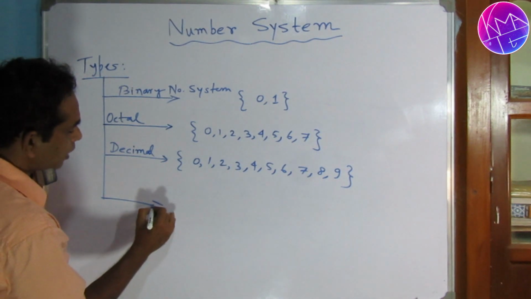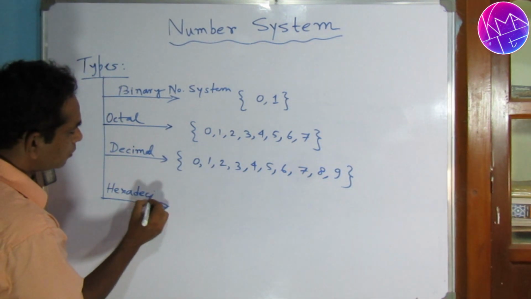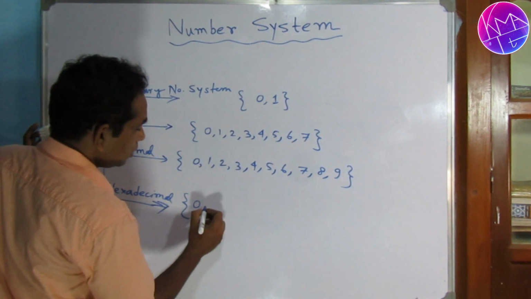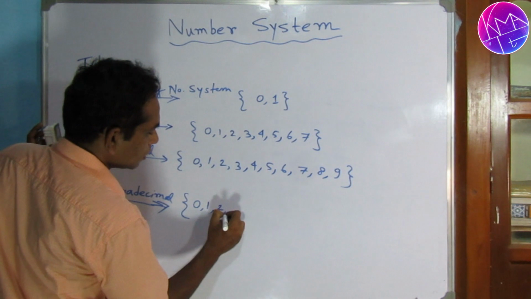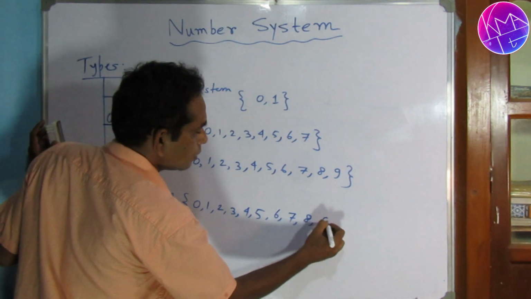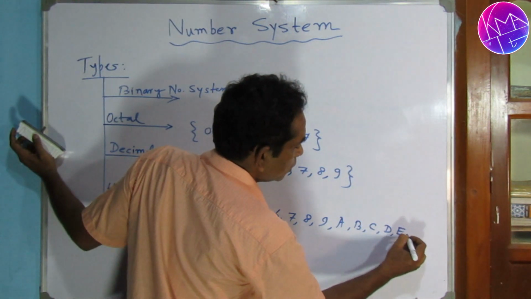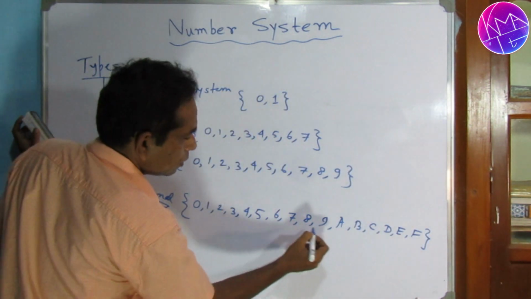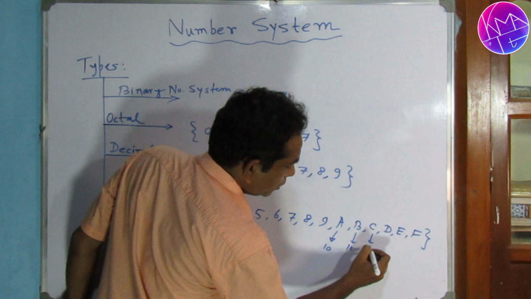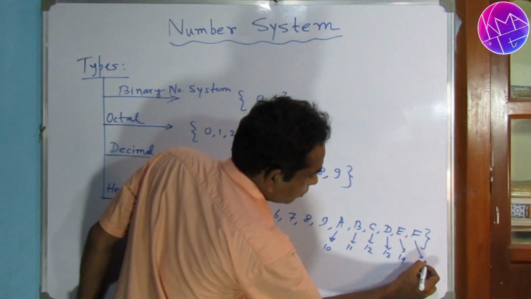And the last one is hexadecimal number system, which is containing these notations 0 to 9 and A to F, where A can be thought of as equivalent to 10, B can be equivalent to 11, C 12, D 13, E 14 and F is 15.